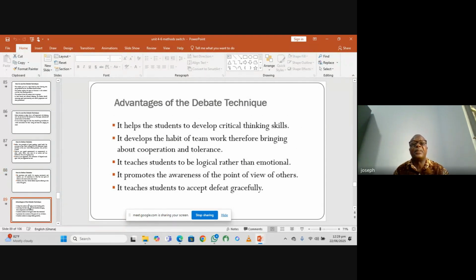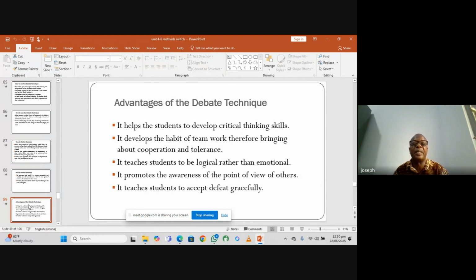Okay, so it helps the student to develop critical thinking skills and the habit of teamwork. When they are putting their thoughts together, the group will contribute. So everybody will bring his or her idea. So it contributes to teamwork, and especially when the speakers are on the floor, they collaborate to make sure that they win. It teaches students to be logical rather than emotional.